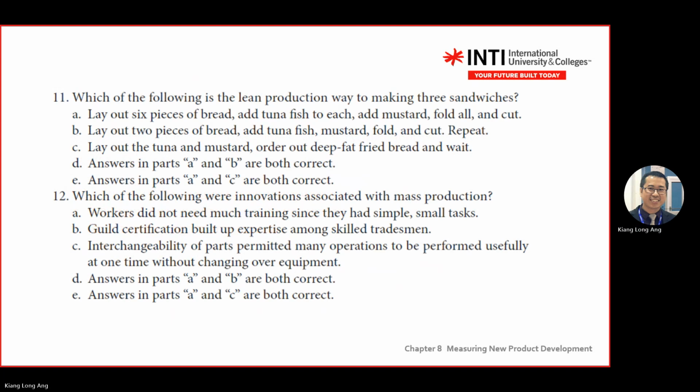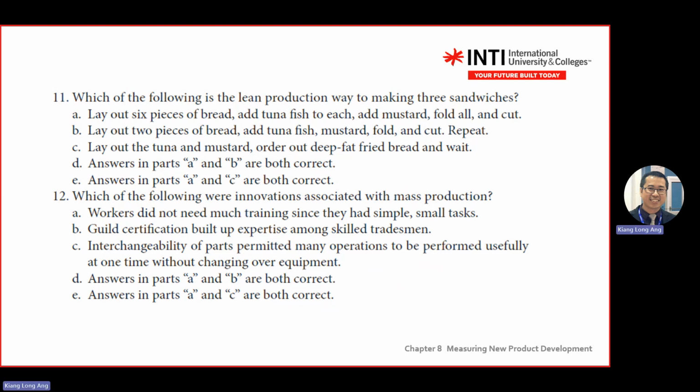Okay. This is just a recap. What is the lean production way to make 3 sandwiches? Okay, you have 3 ways, and then answer which one. So you want to make 3 sandwiches: lay out 6 pieces of bread, add tuna fish to each, add mustard, fold all, and cut. Method number 2: lay out 2 pieces of bread, add tuna fish, mustard, fold, cut, and repeat. Number 3: lay out tuna, mustard, order out deep fried fat, bread, and wheat.